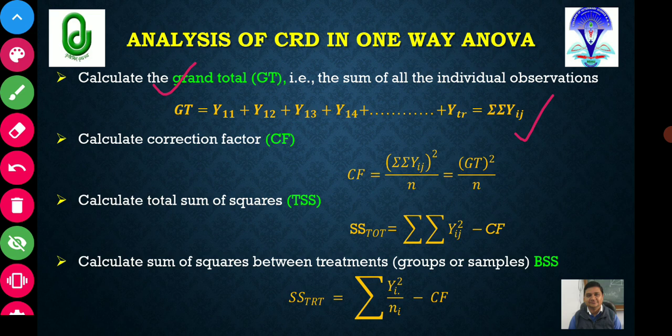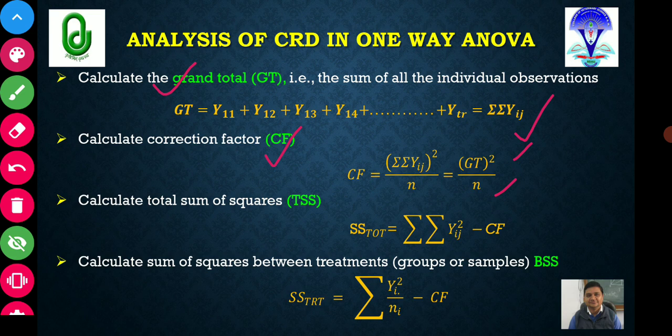After calculating the grand total, you have to calculate the correction factor. The correction factor is equal to the grand total squared divided by n, the total number of observations. The grand total you have already calculated, and n you have. Suppose in the case of 5 treatments with 4 replications, your n will be 20. So grand total squared divided by that n, that is 20.